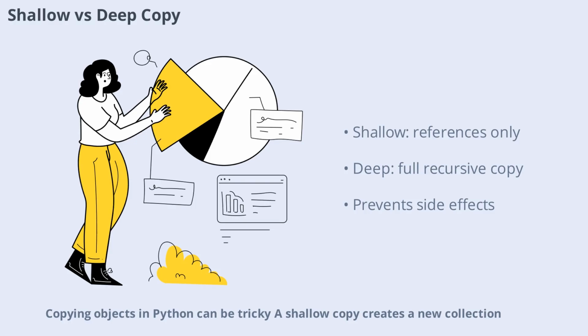Copying objects in Python can be tricky. A shallow copy creates a new collection, but its elements still reference the original objects. A deep copy, on the other hand, recursively copies everything, so changes in the copy don't affect the original. This is vital when cloning complex AI model configurations to avoid unexpected side effects.